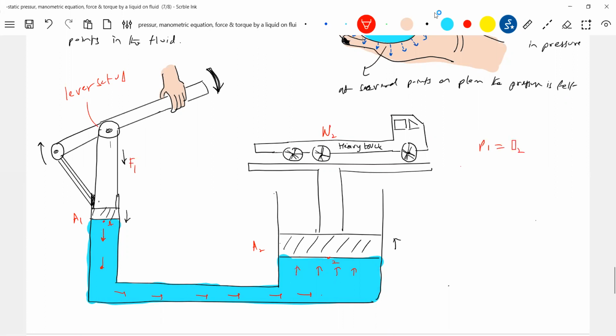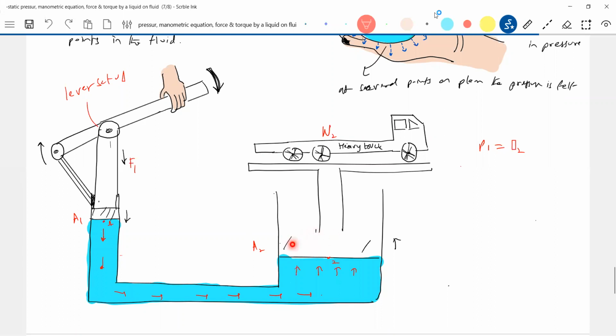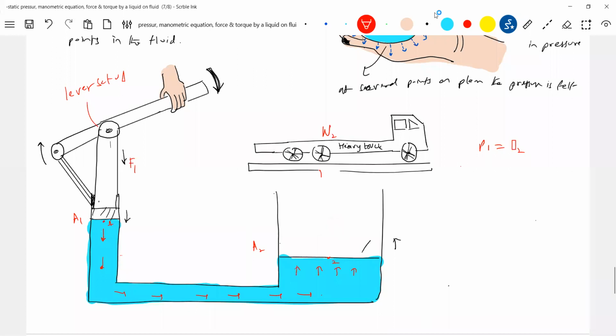Of course, there will be a small height difference there. Okay, let me make it at the same height. No, I have to change the diagram. Same height first will do. First, let me explain Pascal's law, then I'll go for the application. Okay, now try to see this. This will be much easier.